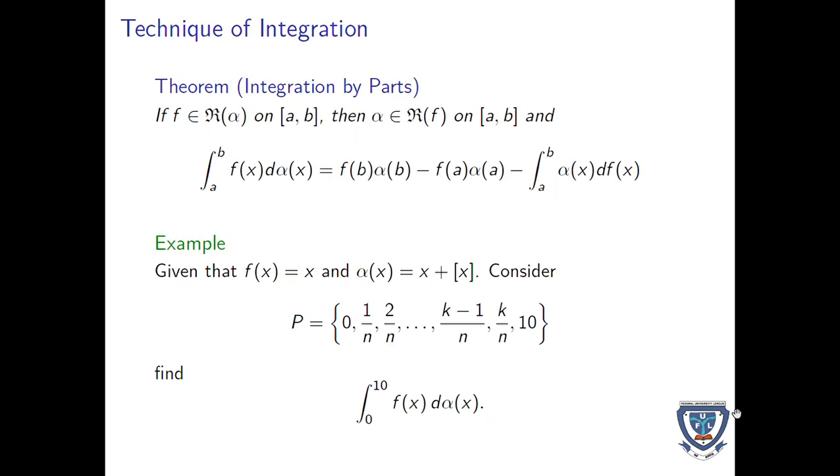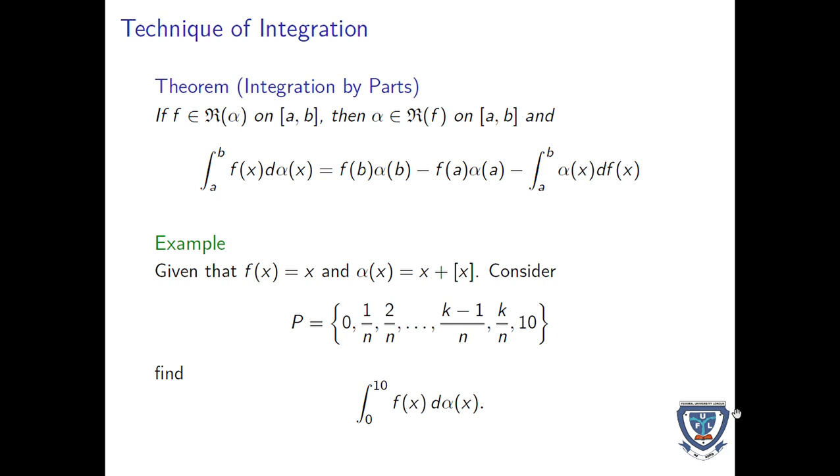Now, for techniques of integration under Riemann-Stieltjes, we still have integration by parts, which we are very familiar with. So this is how the theorem on integration by parts is defined. If f is Riemann-Stieltjes integrable with respect to alpha, then alpha is Riemann-Stieltjes integrable with respect to f, and this integral using integration by parts will now mean f(b) times alpha(b) minus f(a) times alpha(a) minus the integral over [a, b] of alpha(x) df(x).